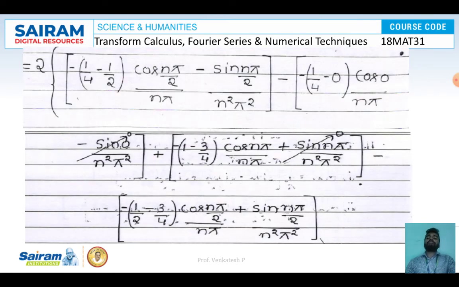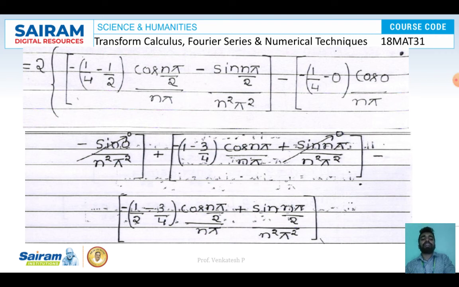Now after applying the limit for the first function, we got 2 into minus of [(1/4 minus 1/2) into cos(n pi by 2) by n pi minus sin(n pi by 2) by n square pi square], and lower limit minus [(1/4 minus 0) into cos 0 by n pi minus sin 0 by n square pi square]. Next function, applying the upper limit, (1 minus 3/4) into cos(n pi) by n pi plus sin(n pi) by n square pi square, and lower limit minus [(1/2 minus 3/4) into cos(n pi by 2) by n pi plus sin(n pi by 2) by n square pi square].